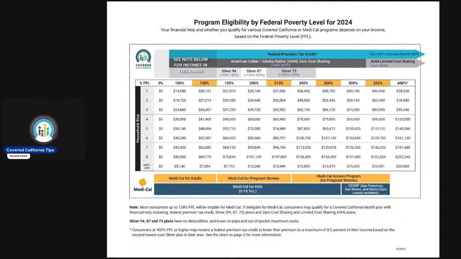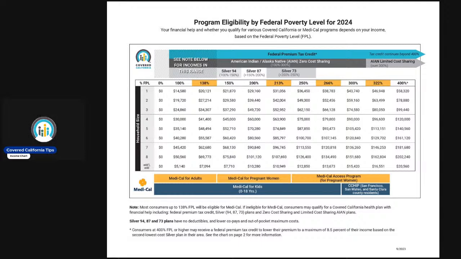So for one person, a single person, as you can see on the left-hand side, a single-person household making between 0 and $20,121 in California is going to qualify for Medi-Cal. So you would not qualify for an income subsidy or any assistance. You wouldn't qualify for Covered California or an Affordable Care Act plan at all. You would qualify for Medi-Cal.